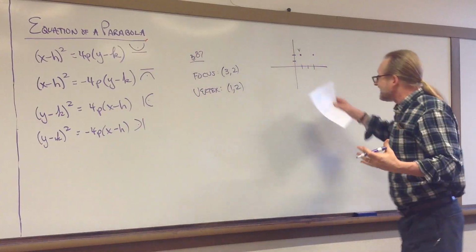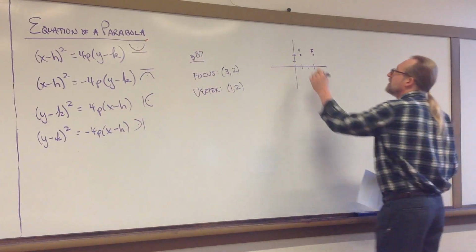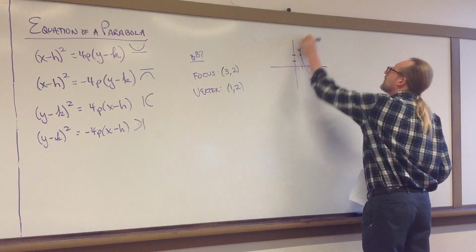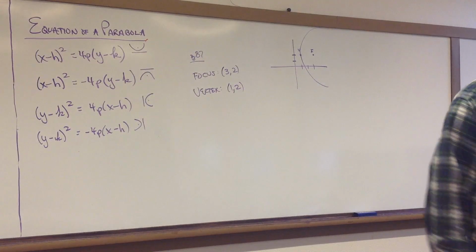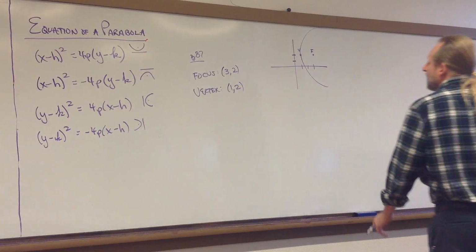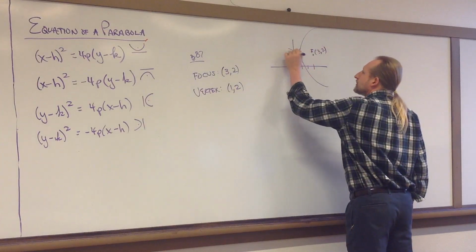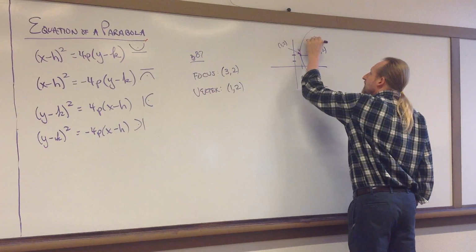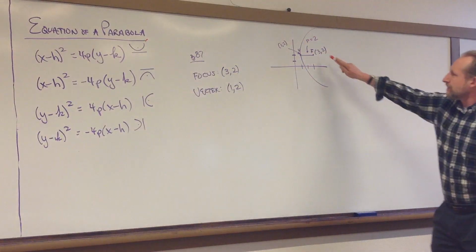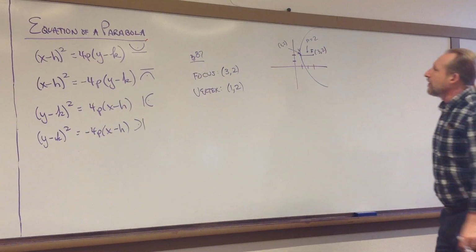Focus is always inside of the parabola. That means this parabola is going to open up to the right. Okay. So, given that information, this is the point (3, 2). This is the point (1, 2). That means our focal distance, p, has got to be equal to 2, the difference between 3 and 1. So there's our focal distance.